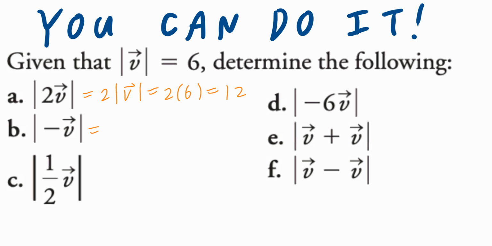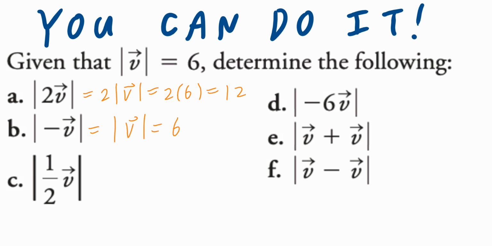Part B, the magnitude of the negative of vector V. Now, this is one of the most common mistakes that I see on a given assessment of learning. So remember, when you're looking at the magnitude, you're looking for the positive outcome. It's going to be a length. So even though the vector could be negative, which means it's the opposite vector of the original vector, this is equal to the magnitude of V. So the answer is going to be 6.